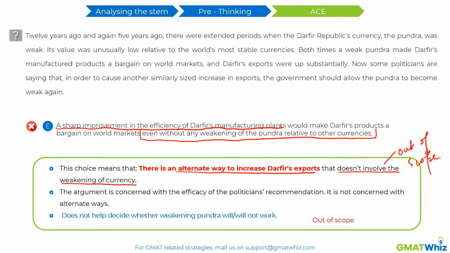E is saying there is another plan. Just by stating another plan, you cannot automatically weaken the current plan. To weaken the current plan, you must prove the current plan is not going to work. No, Jaideep. We can use an alternate cause for a cause and effect argument, but not an alternate plan for a plan goal argument.